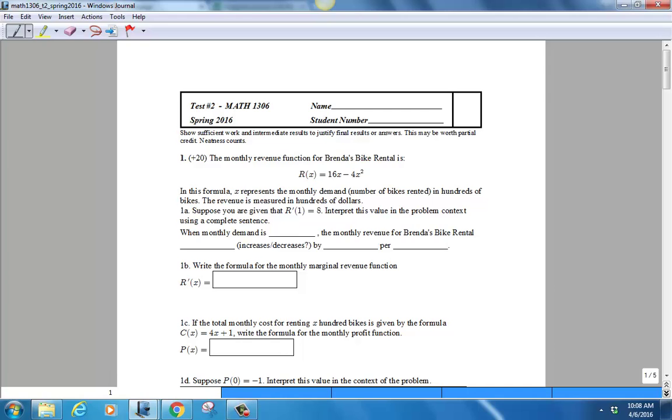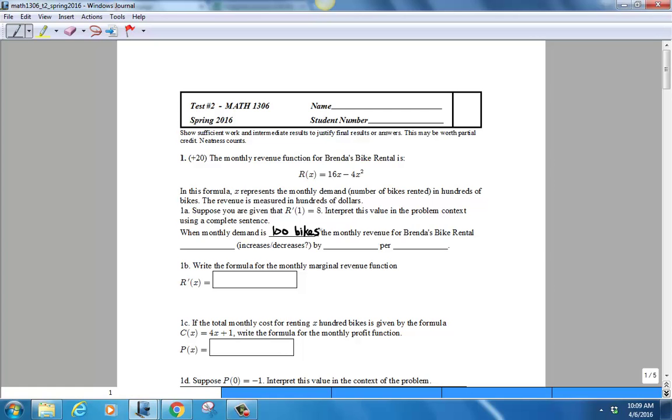So the input to both the revenue and the marginal revenue is X, which is the monthly demand. Now you know the monthly demand is 1, but you don't want to put a 1 here, because the demand is measured in hundreds of bikes. So what you should have filled into that blank is preferably 100 bikes. Some people just wrote 100, and I might have scribbled on there that it was 100 bikes.